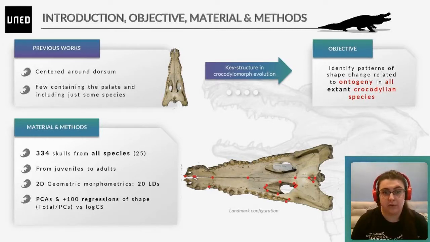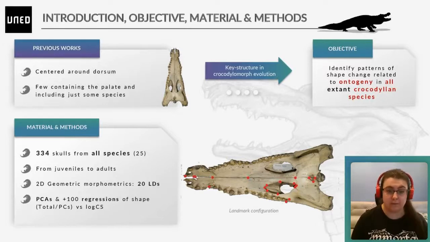It is also important to note that the palate is a key structure to interpret the evolutionary history of crocodylomorphs, and thus our objective in this work was to identify the patterns of shape change related to ontogeny in all extant crocodilian species. To do so, we took photographs of 334 skulls from all species, and the specimens ranged from juvenile to adults. We chose a two-dimensional geometric morphometric approach, and we constructed a new landmark configuration, which you can see on the right, consisting of 20 landmarks.